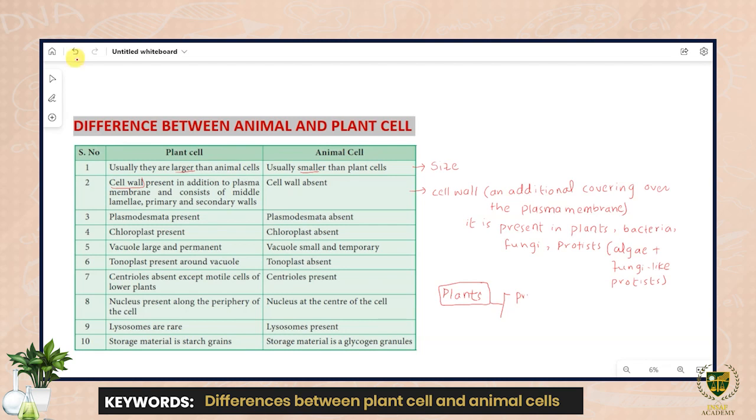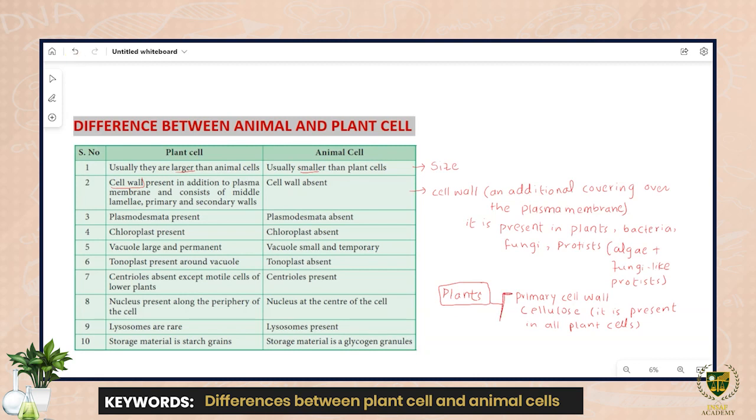The primary cell wall, whose major chemical ingredient is cellulose. And this cell wall is present in all plant cells. All plant cells possess the primary cell wall. Clear?